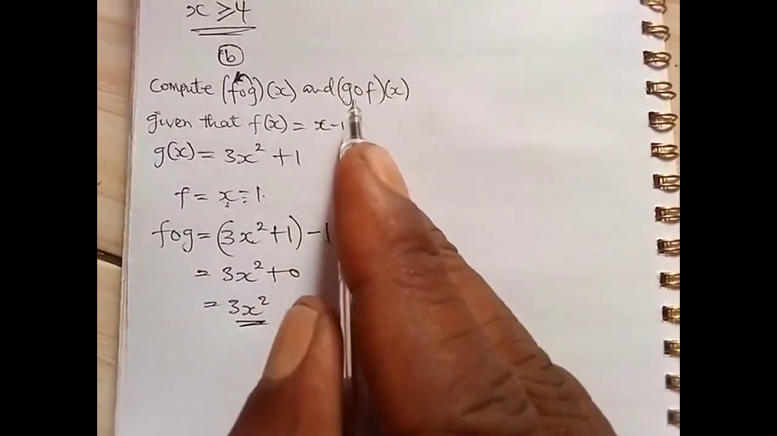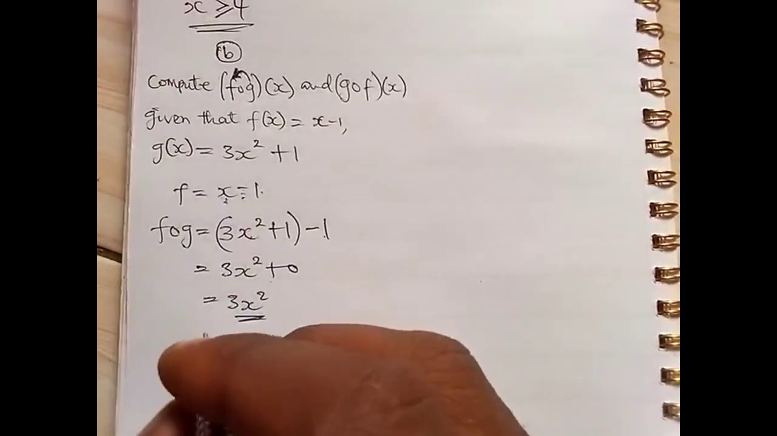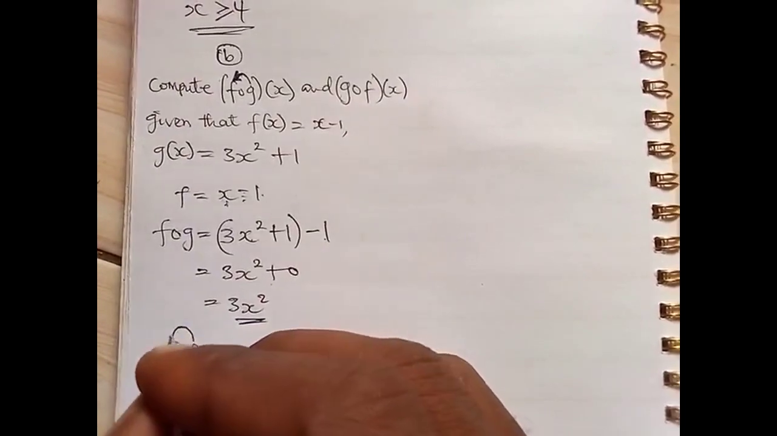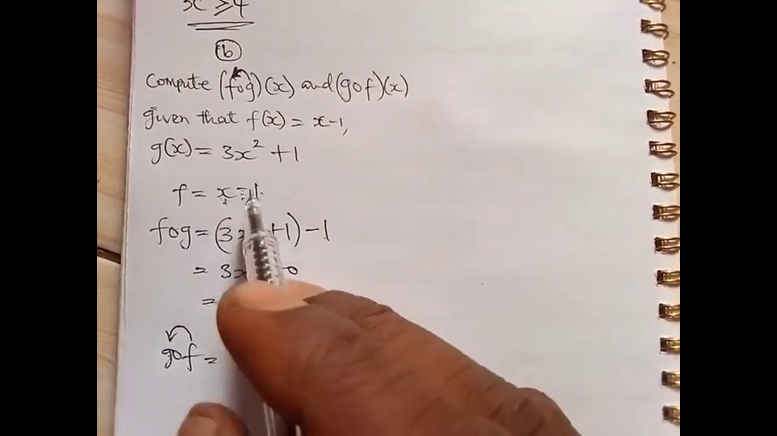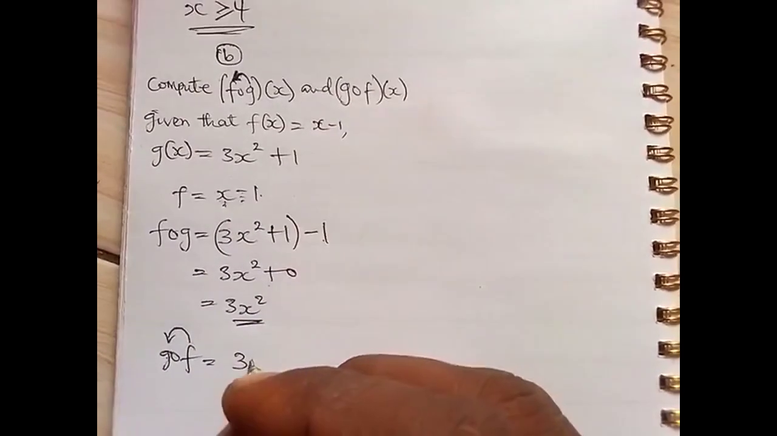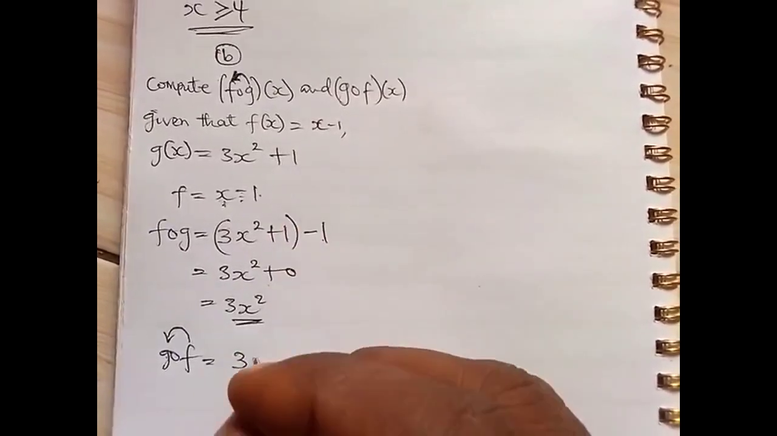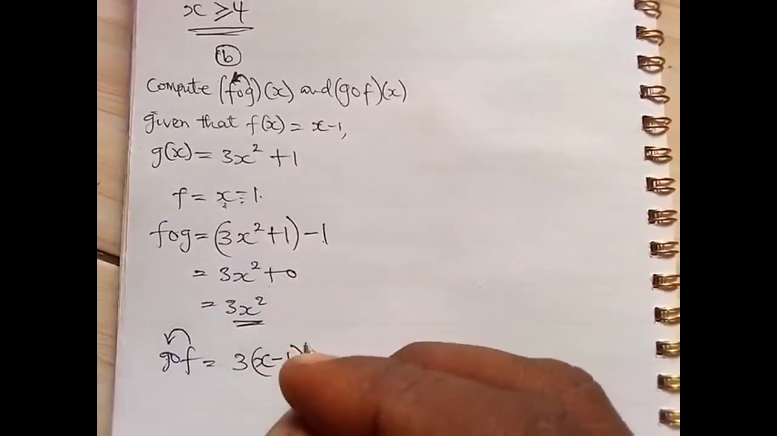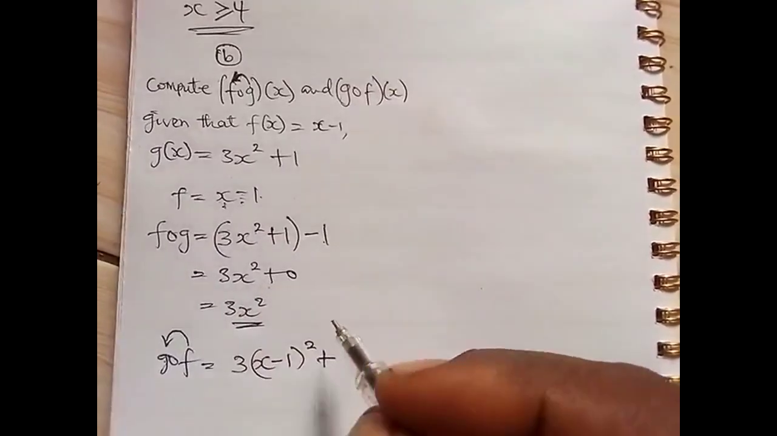The second one says g of f of x. So for us to get g of f, we take the value of f and put it in g whenever there is x. So our g already is this. We write 3. Instead of x now, we'll put the value of f, which is this. So we'll say x minus 1. And remember, it is squared, so we square. Then the next one, plus 1.